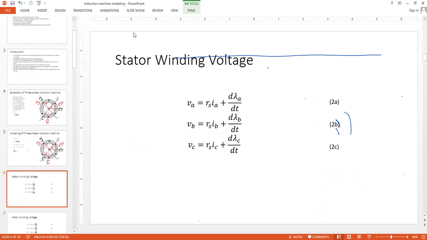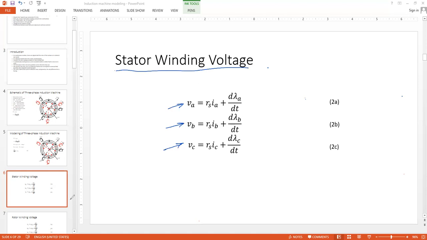Okay, so now the next few slides are pretty simple because they are exactly or almost identical to the synchronous machine model. Because now we will be moving into the stator winding voltage expression. We have 3 sets of coils, VA, VB, and VC. So it looks almost similar to the synchronous machine model, except a little difference. Can anyone say what's the difference?